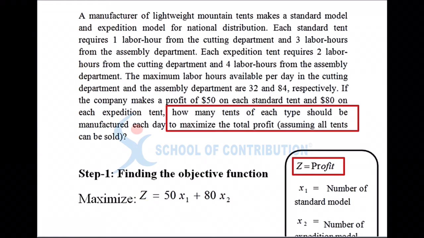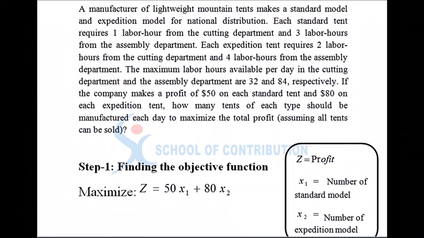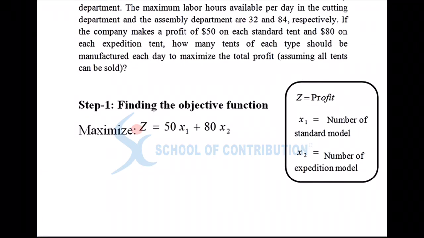Okay, now to find the profit objective function, we have to find some information from the problem. The problem says that the company makes a profit of $50 per unit on standard tent and $80 per unit on expedition tent. And we also do not know how many units of standard and expedition tents the company sells.